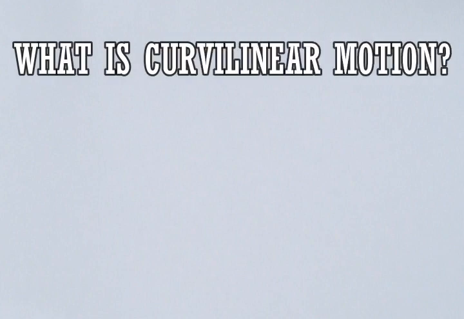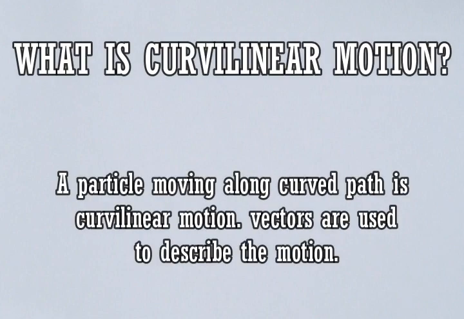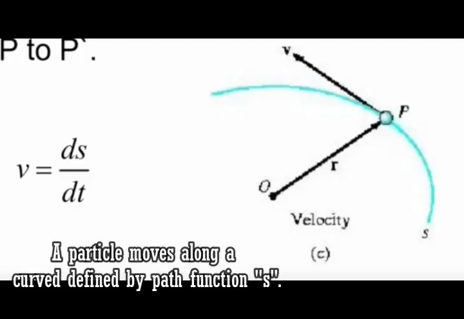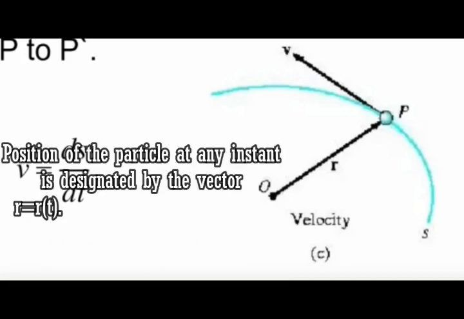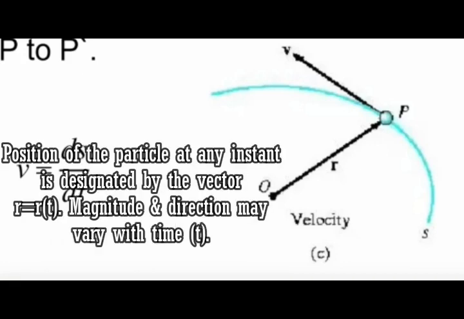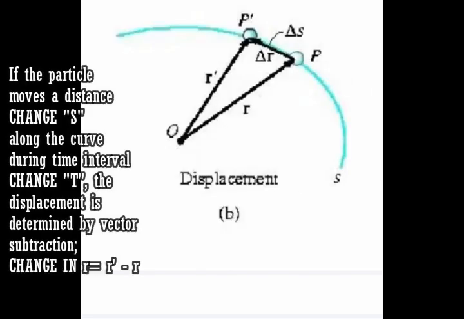So what is curvilinear motion? A particle moving along a curved path is curvilinear motion. Vectors are used to describe the motion. A particle moves along a curve defined by the path function s. The position of the particle at any instant is designated by the vector r equal to r times t. Both the magnitude and direction of r may vary with time. If the particle moves a distance delta s along the curve during time interval delta t, the displacement is determined by vector subtraction: delta r is equal to r prime minus r.